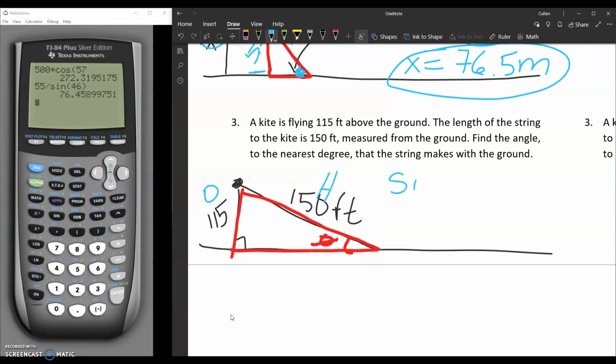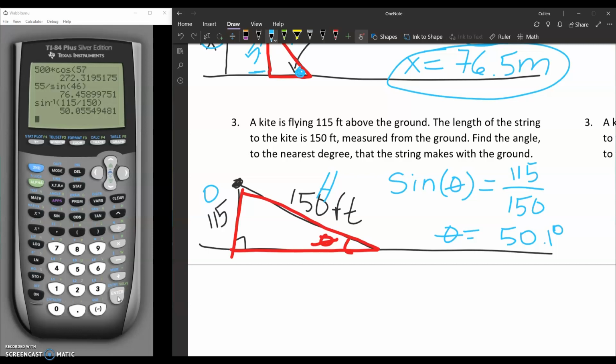So I'm going to do sine of theta. Remember, if you don't know the angle, you put theta in as your placeholder. I'm going to set it equal to opposite 115 over the hypotenuse, which is 150. And now I'm going to solve for theta by doing inverse sine. So my calculator will do second sine, and then I will plug in this fraction 115 over 150. And when you do that, I got 50.05, so that's going to round me to 50.1. And then I'm going to put my little degree symbol here.